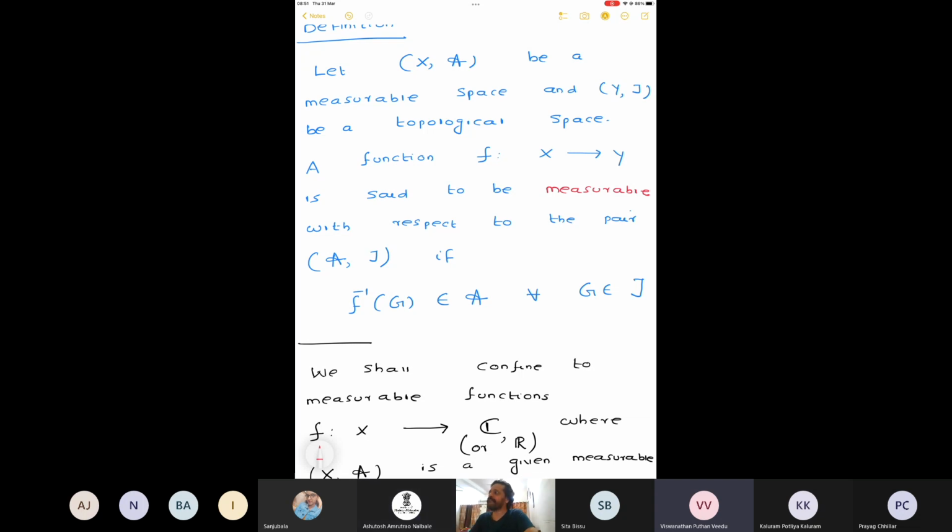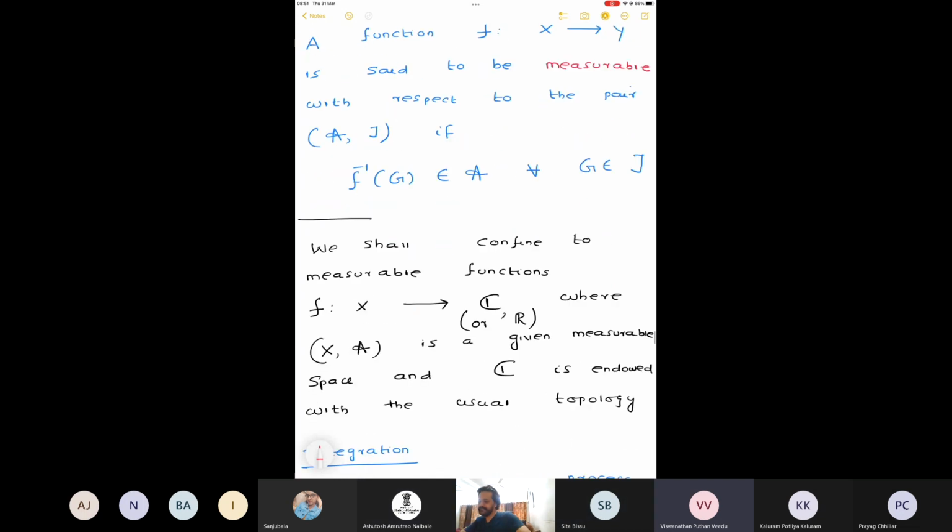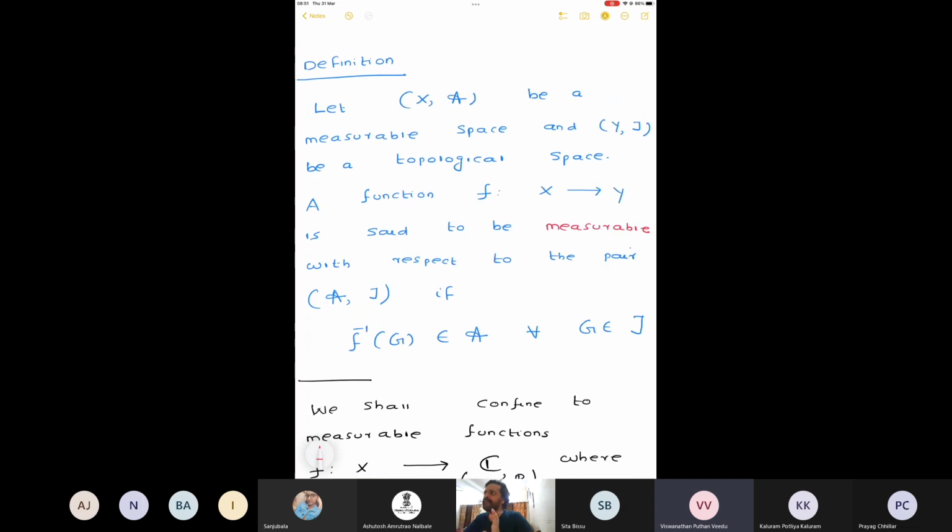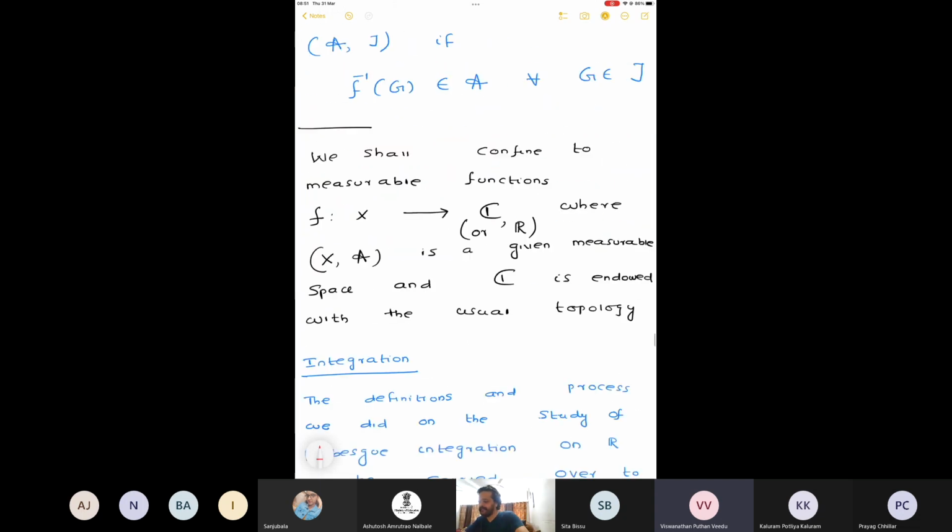Yes, sir. Because it will pull back open sets to open sets, and open sets are measurable. Okay. So I will not go for measurability of a function between measurable spaces. I will go only for measurability of a function between a measurable space and a topological space, because later we will be considering only real valued or complex valued functions.